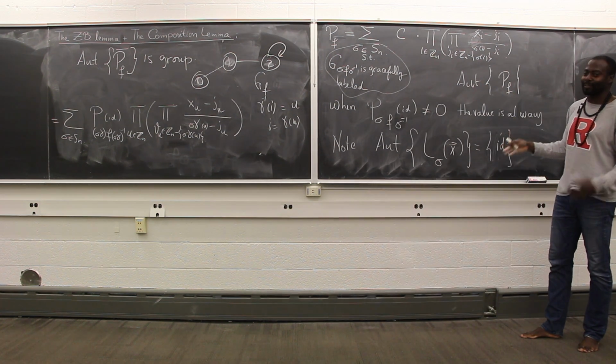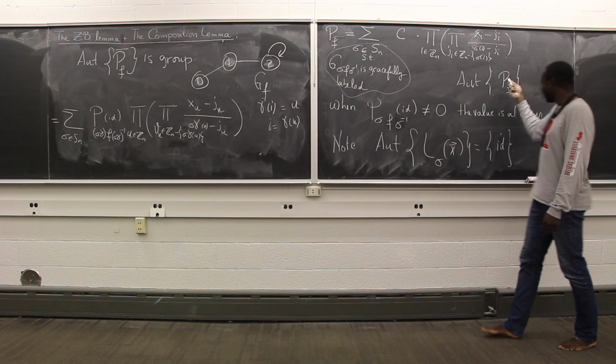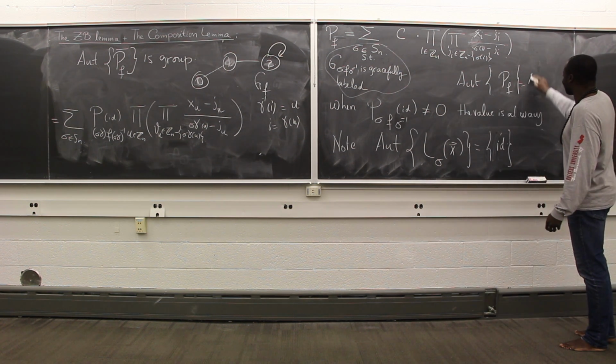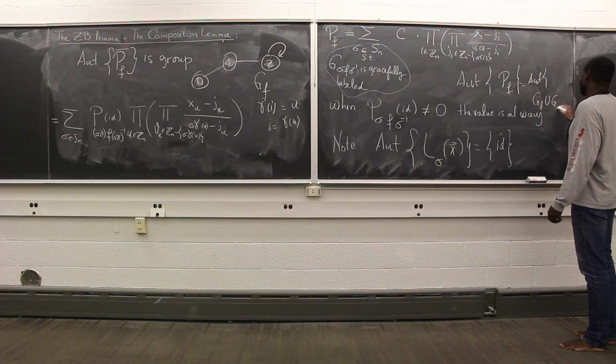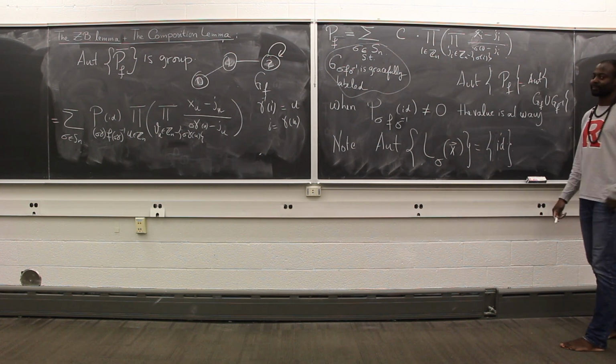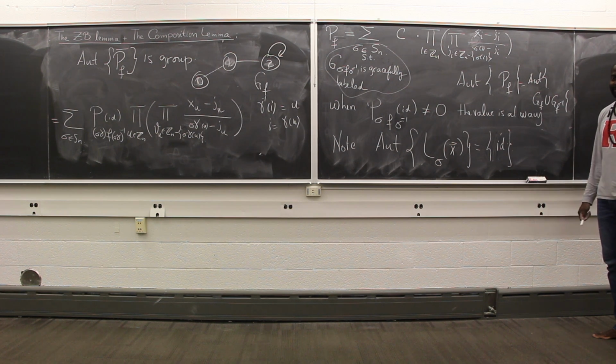The only permutations that are safe are permutations that are in odd PF. And odd PF, we said previously, is odd GF union GF inverse. And this completes the proof.